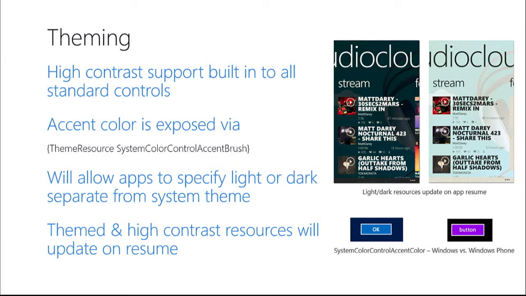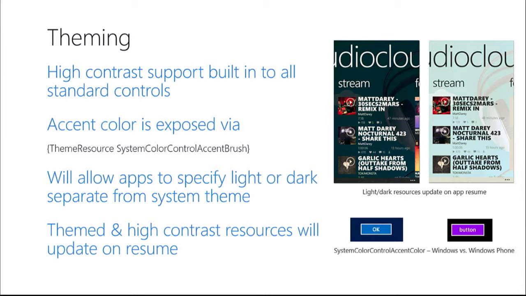The accent color that the user chooses is also exposed for you to be able to use. This is one thing that actually won't show up in IntelliSense, but is usable for developers. We call that the system color control accent brush and color. So you can use this if you want to say, hey, I want to use the user's accent color in some other control. We have an example of this on the slide that you're looking at here, where the button is using the accent color that the user chose.